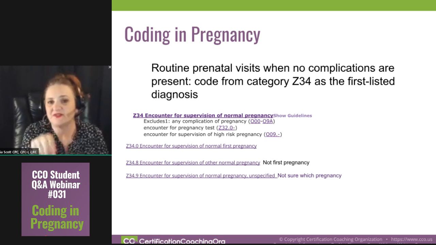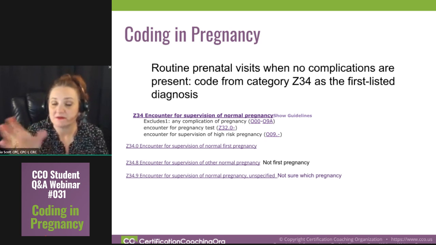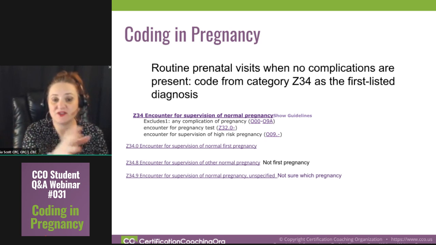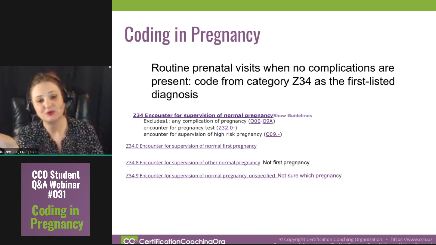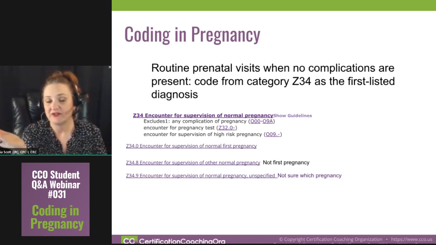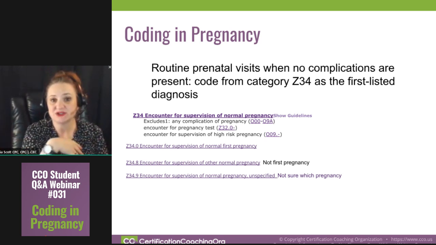Why do you think that they divide those up? Why do you think that first pregnancies get their own codes? Because first pregnancy is always kind of a learning curve, right? How's the body going to react to pregnancy? Do you have any family history of complications with pregnancies, right?